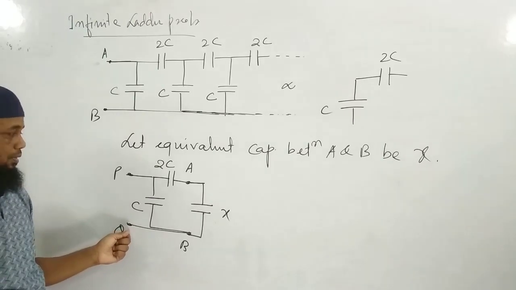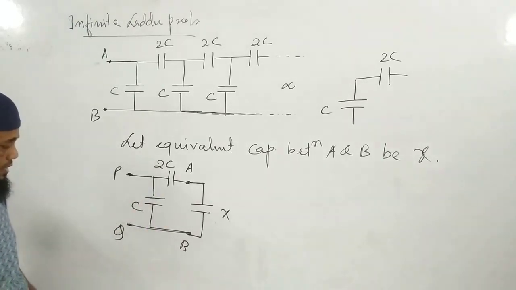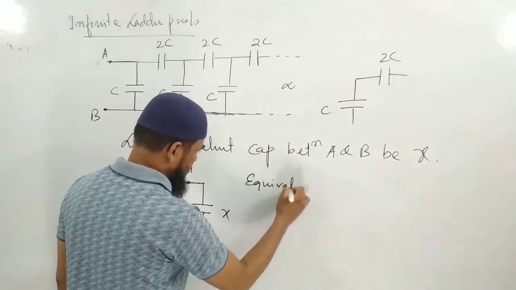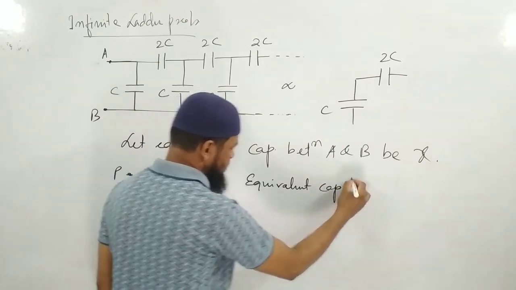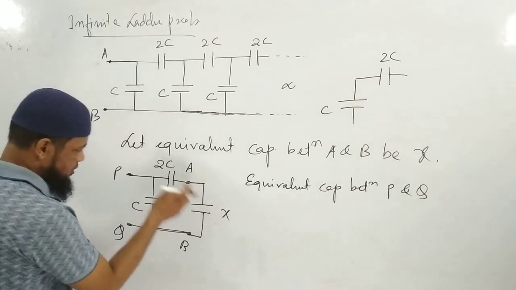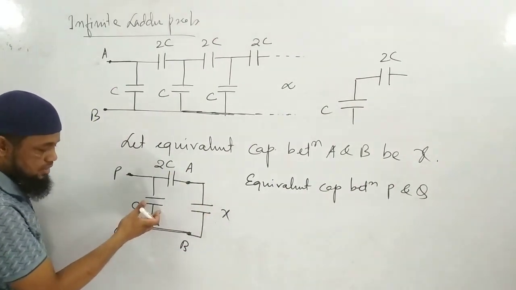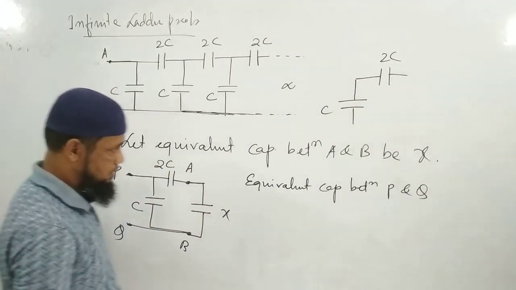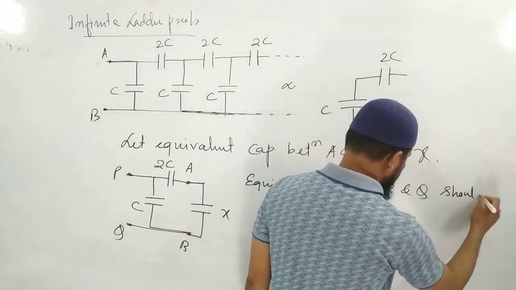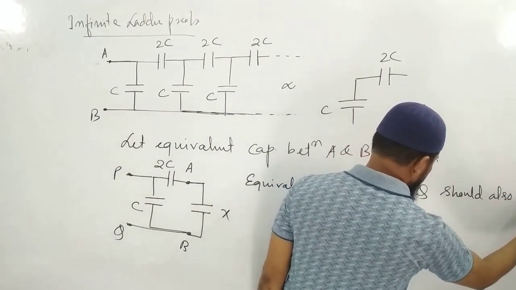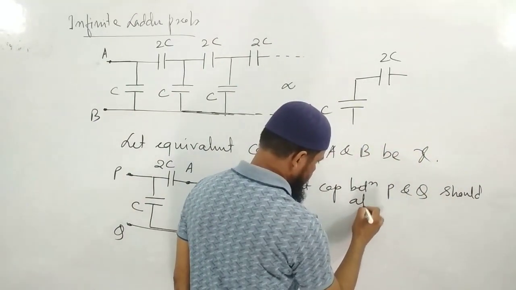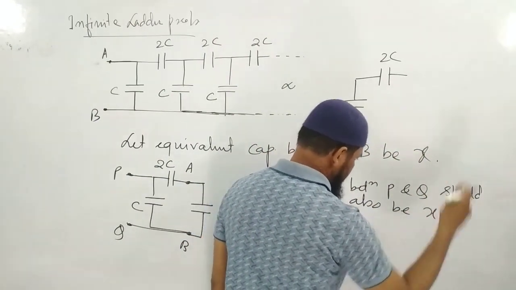So that means the equivalent capacitance between A and B and the equivalent capacitance between P and Q will have to be the same. Okay, so in this circuit, what is the equivalent capacitance between P and Q? How much is it? These two are in parallel, then in series with this one. The equivalent capacitance between P and Q should also be X.